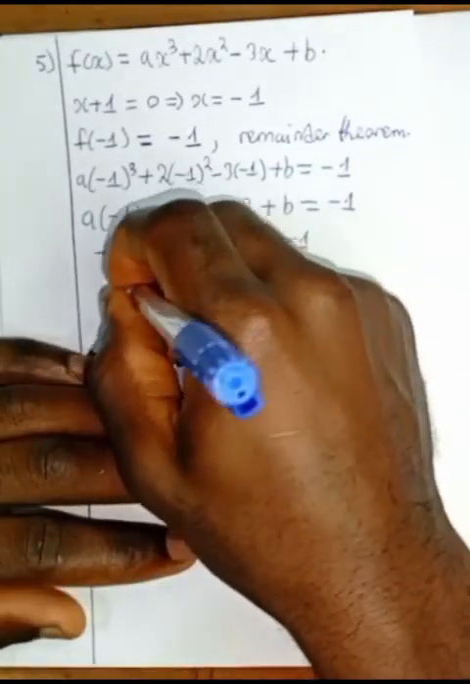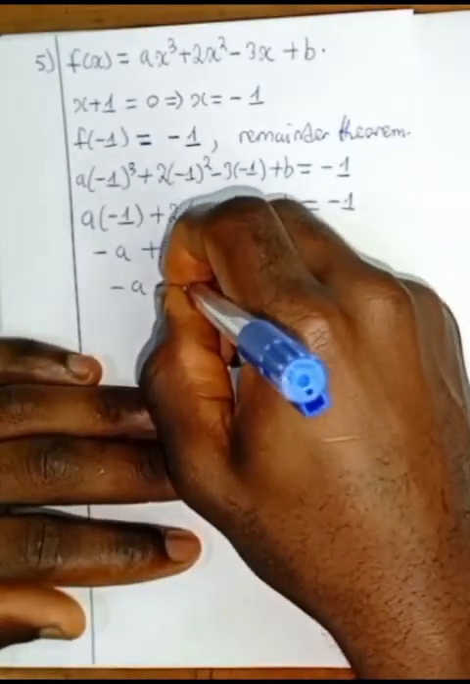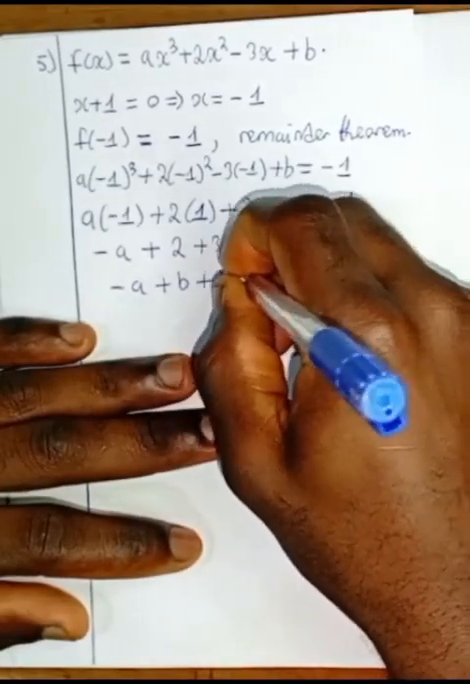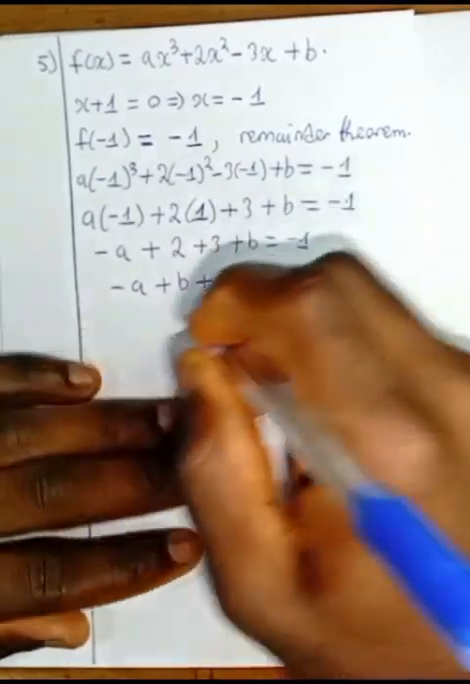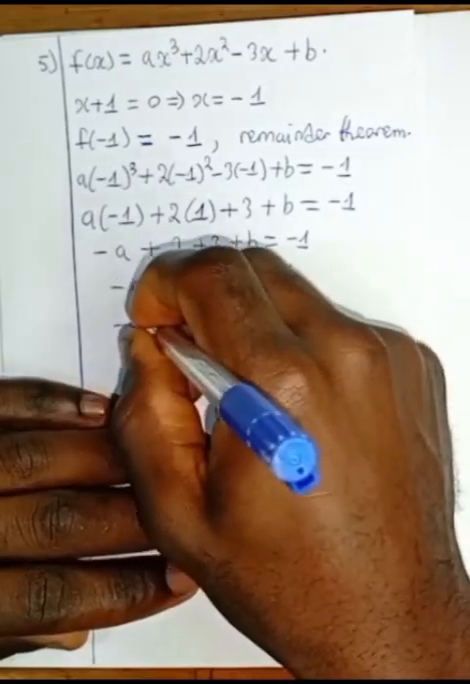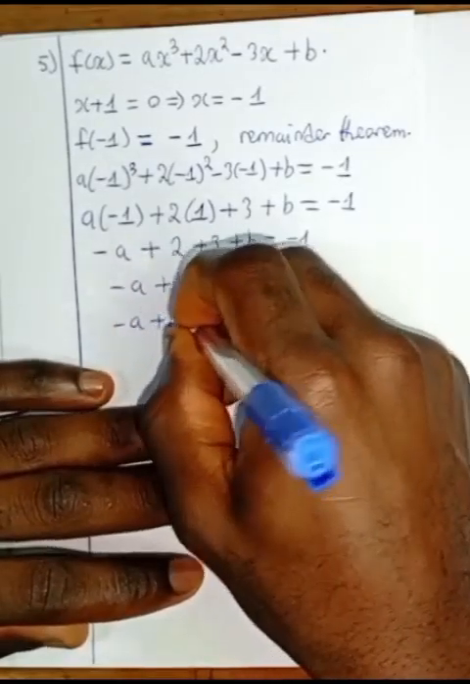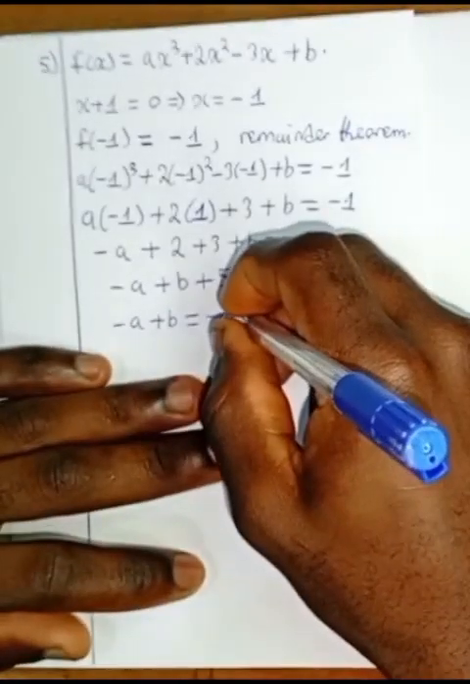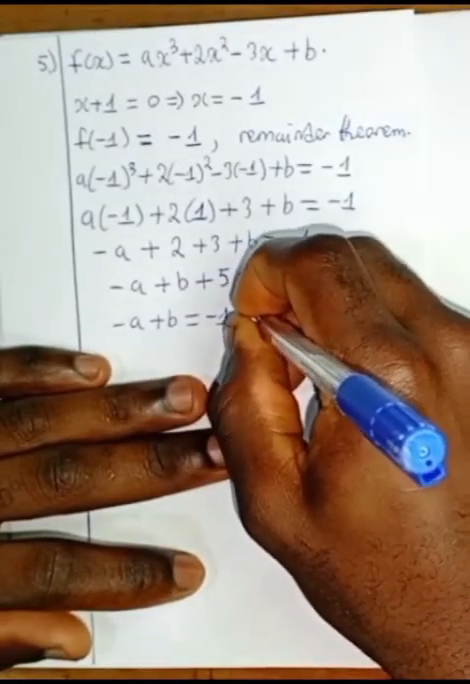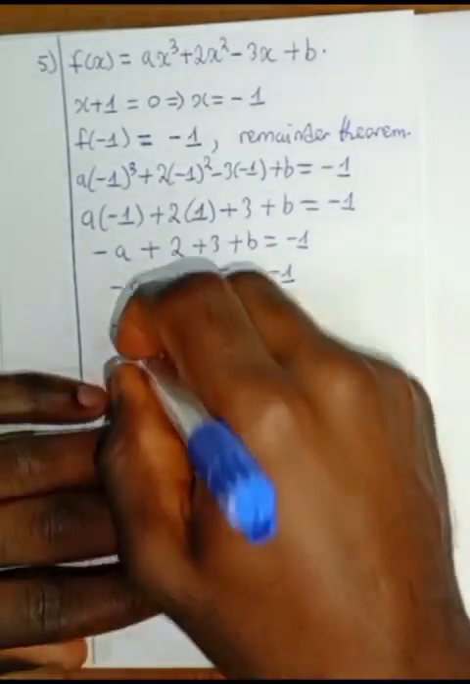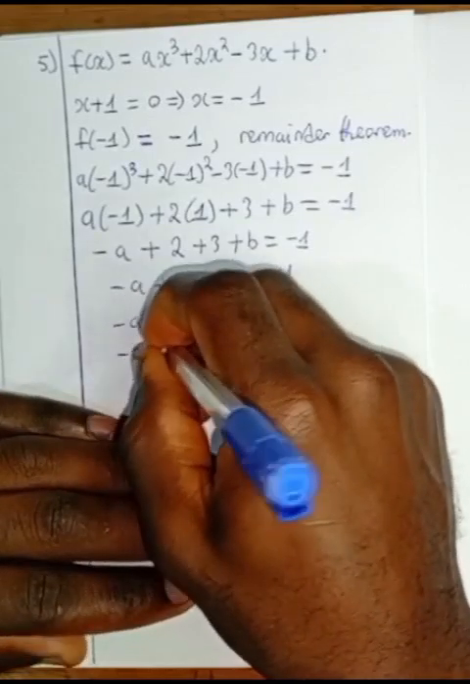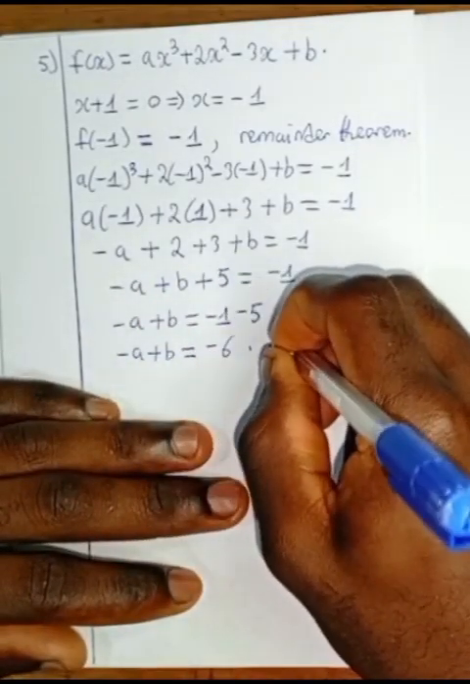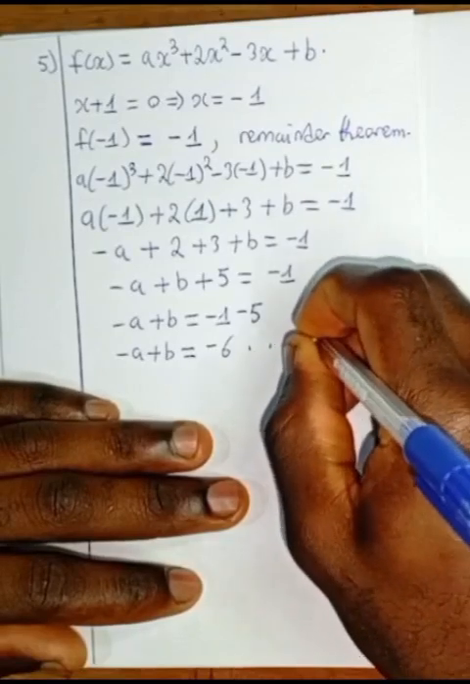This will give us -a plus b plus 2 plus 3 gives us 5 is equal to -1. So -a plus b is equal to -1 minus 5. When 5 crosses the equality sign, this will give us -a plus b is equal to -6. We call this one equation 1.